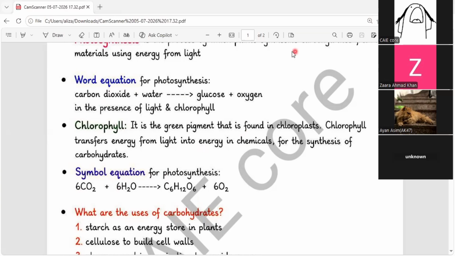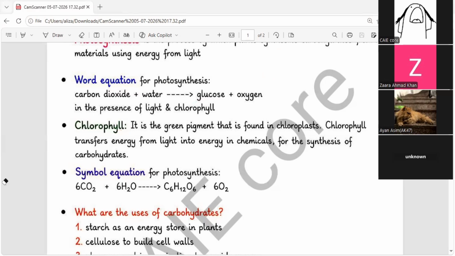Is chlorophyll and chloroplast the same thing? No. Chlorophyll and chloroplast are not the same thing. Basically, chloroplast is present in your cell, okay? But inside this chloroplast, there is chlorophyll. So chlorophyll is present inside the chloroplast. All right, I hope that's clear.